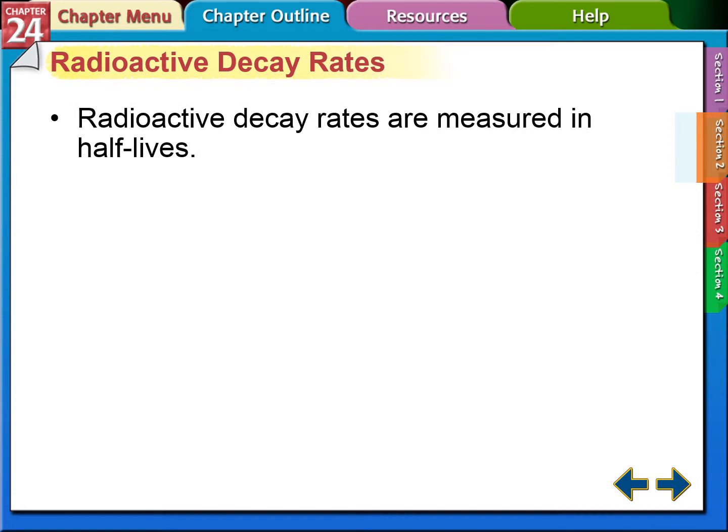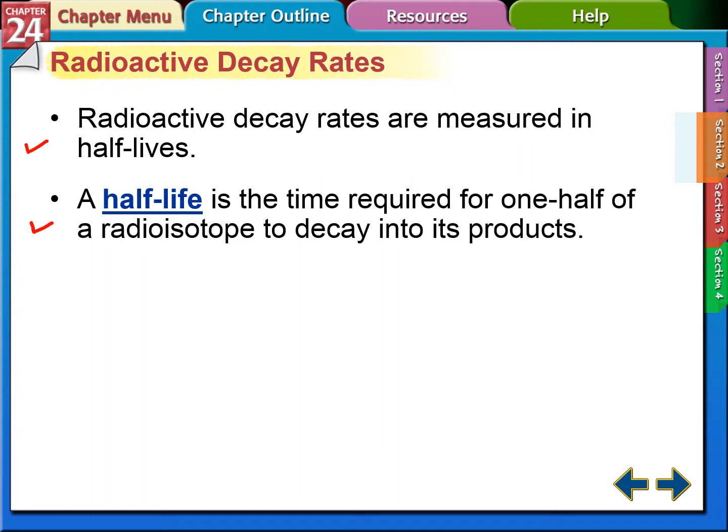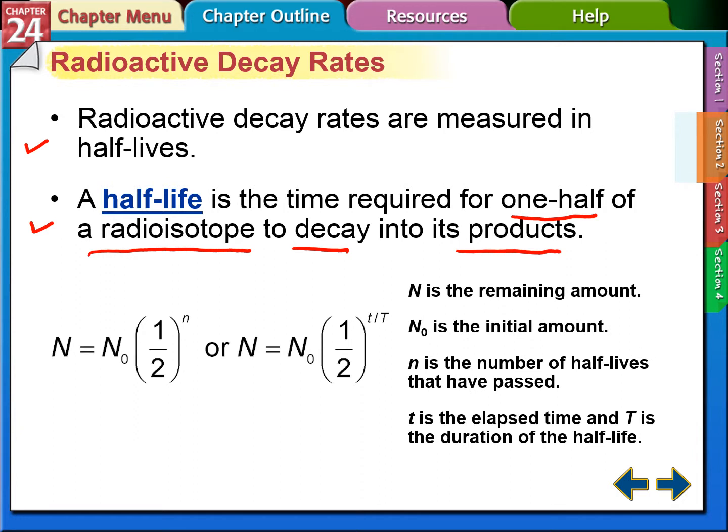Now let's move on to radioactive decay rates. Radioactive decay rates are measured in half-lives. Now a half-life is the time required for one half of a radioactive isotope or a radioisotope to decay into its products, and it is governed by this equation. N is equal to N sub 0 multiplied by the quantity of 1/2 raised to the power of n, or we could also say that N is equal to N sub 0 multiplied by 1/2 raised to the power of t divided by T.